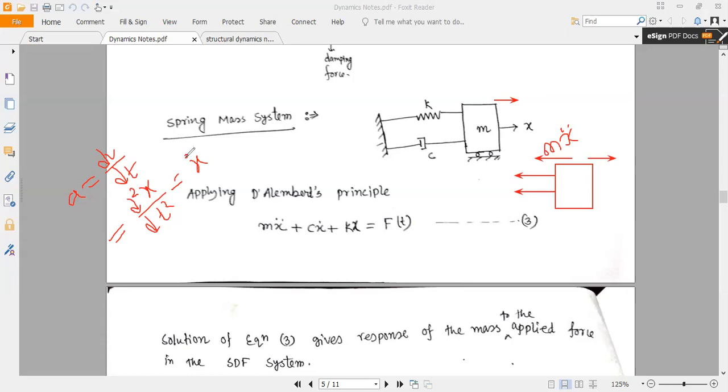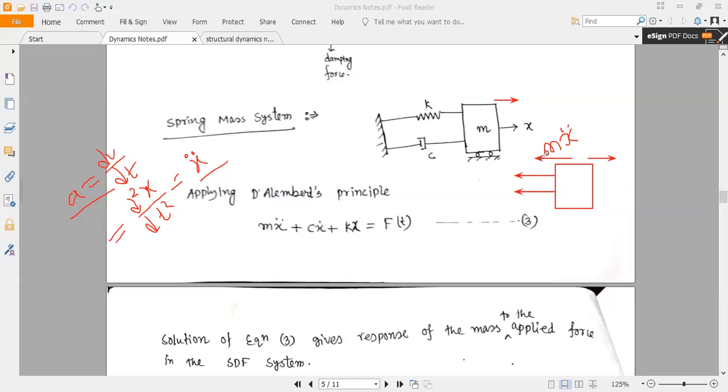Okay, so this acceleration is basically x double dot. Those who are new to this mathematics should note it down. So we have m x double dot in the negative direction, plus these two forces along with this inertia force.